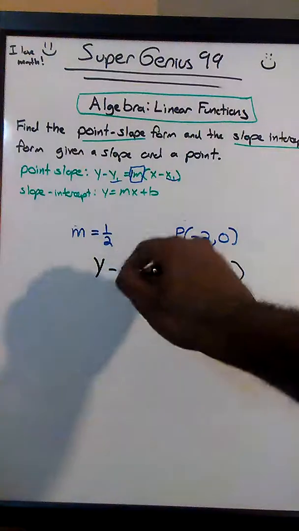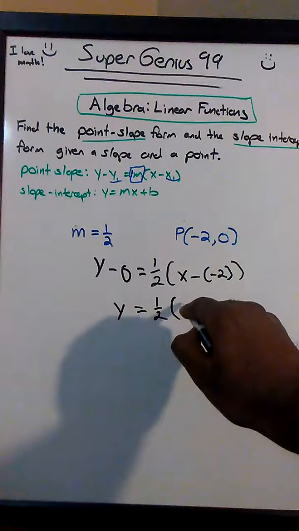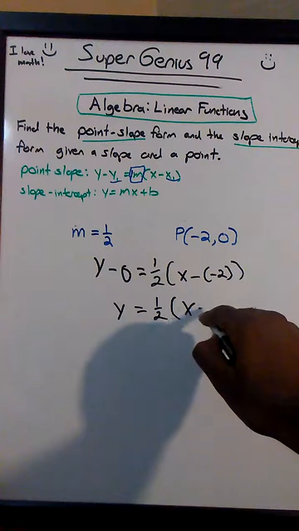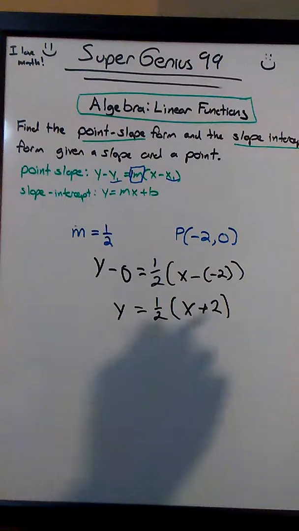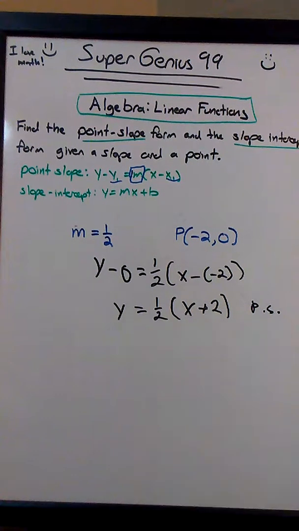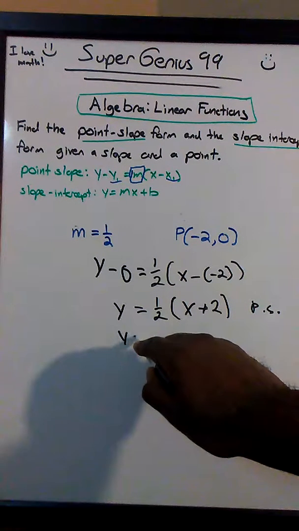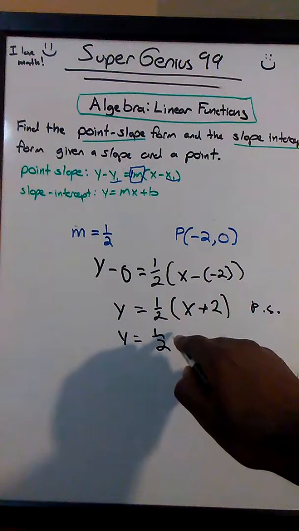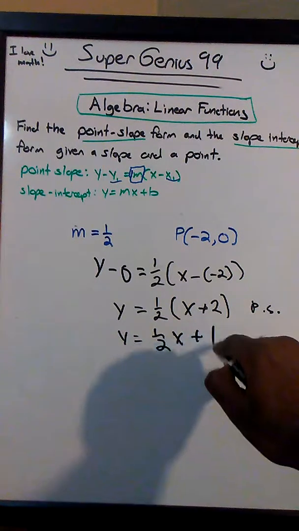Let's simplify that. Well, y minus 0 is just y. Equals 1/2 x plus 2. Okay, that is our point slope formula. So let's put PS, point slope. And then how do we turn that into slope-intercept? We'll just go ahead and distribute the 1/2 because y is already isolated, right? So distribute your 1/2 and you got y is equal to 1/2 x. And then what's 1/2 times 2? 1.